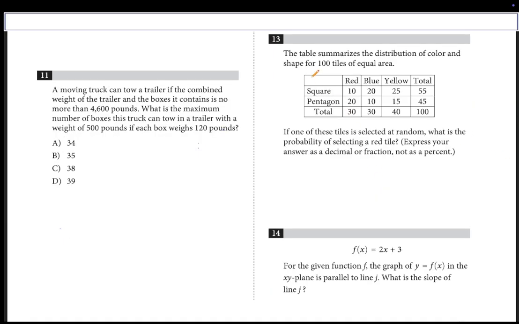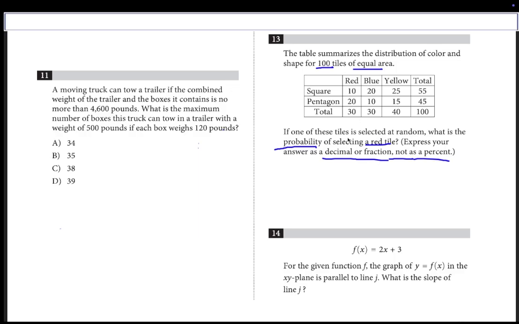So here we have question number 13. The question states, the table summarizes the distribution of color and shape for 100 tiles of equal area. One of these tiles is selected at random. What is the probability of selecting a red tile? Express your answer as a decimal or fraction, not as a percent. So the main question of this problem is, what is the probability of selecting a red tile among all these 100 tiles?